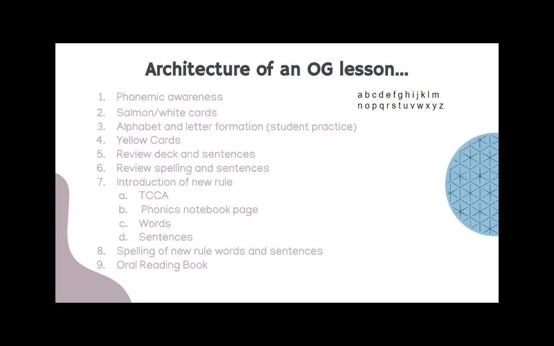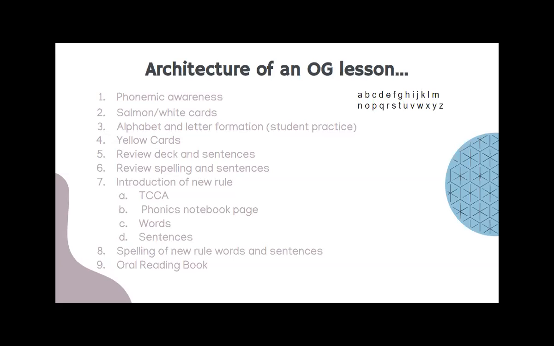So we're going to have them do that. And then we're going to get into yellow cards. Yellow cards, I don't have them here with me, but they're utilized for spelling. They're utilized to bring the grapheme into the association. And then once we do a review of the deck of sentences, wherever we are in our progression.